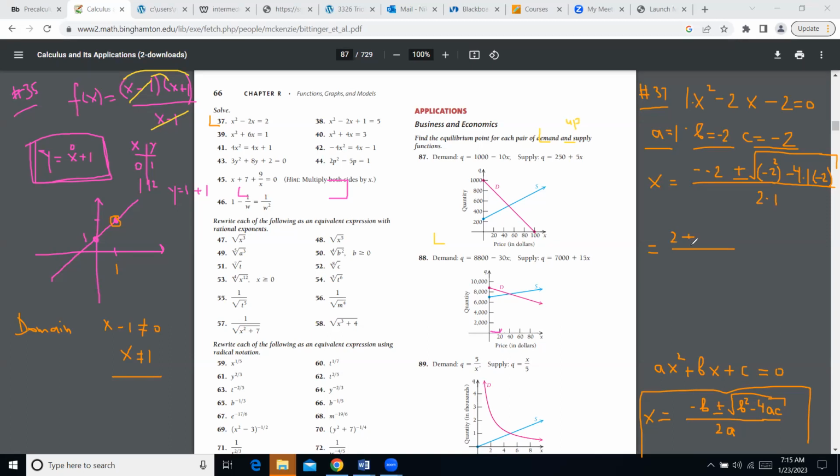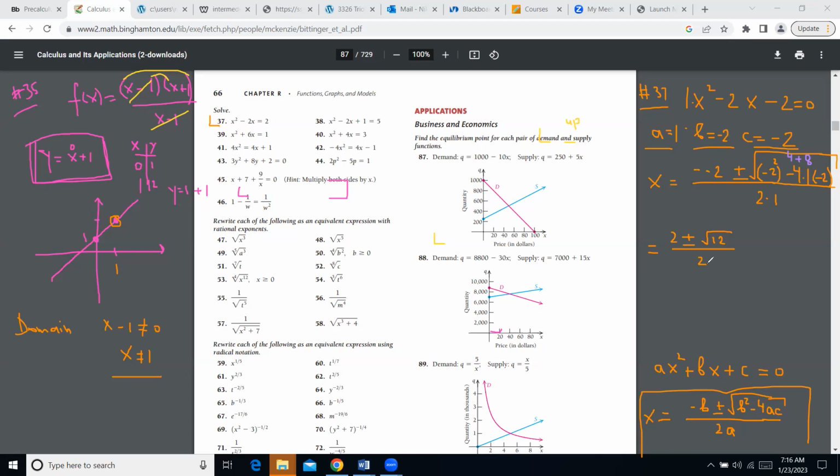So it's going to be 2 plus minus. Now let's see what we're taking the square root of in here. It's going to be 4 plus 4 times 2 is 8. So it's going to be the square root of 12. Well, no wonder we couldn't really solve this by factoring, because this expression is hard to factor, right? So this is our answer to the exercise.